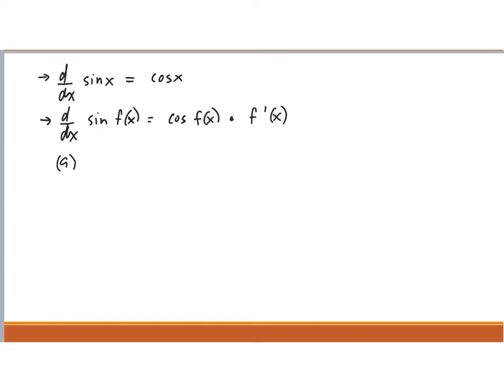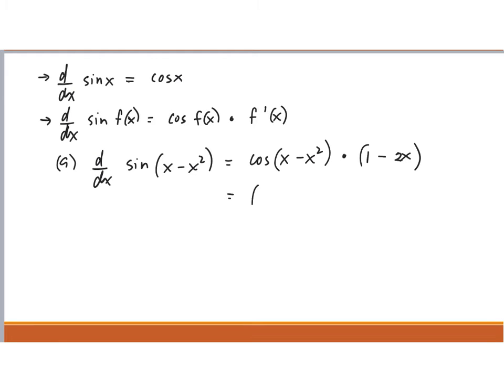So if we have, for example, the derivative of sine of x minus x squared, that will be cosine of x minus x squared times the derivative of x minus x squared, which is 1 minus 2x. We could just rewrite this as 1 minus 2x times cosine of x minus x squared.